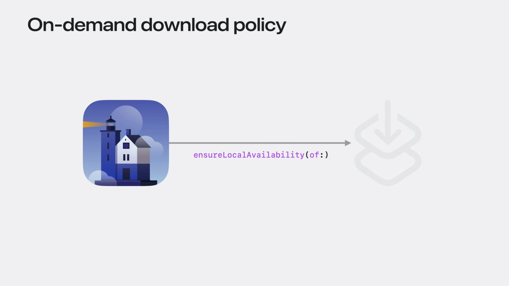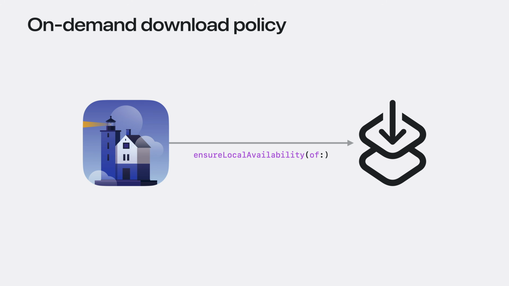An on-demand download policy means that the system downloads the asset pack only when you explicitly call an API method to request it. You can either host your asset packs yourself or let Apple host them for you. Now, I'll hand it over to Jenny to cover how Apple servers deliver asset packs and app builds.